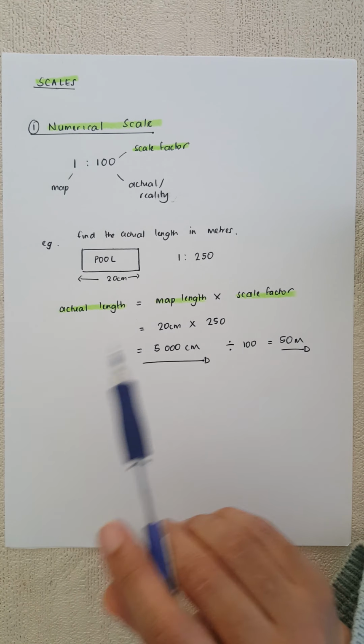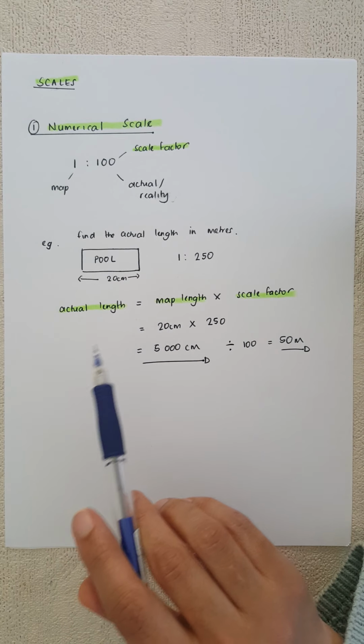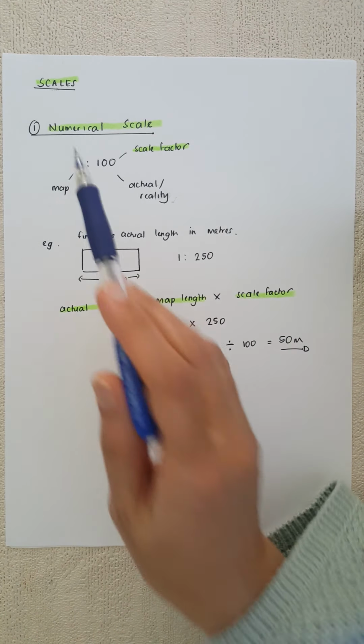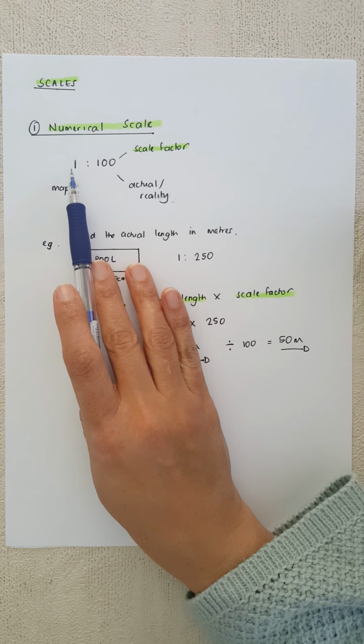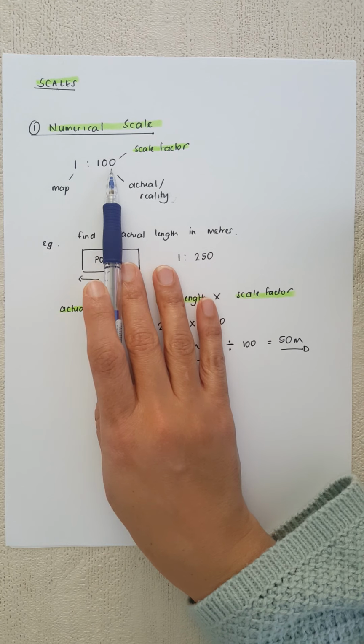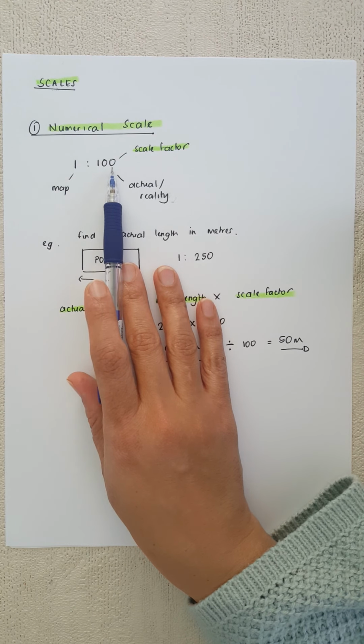We're doing maps today and we're carrying on with scales, and we need to know how you find different types of scales on a map. The first one we're doing today is called a numerical scale. A numerical scale is written in the form of a ratio, where you will see a ratio like this, 1:100, and we need to understand what it means and how we use it on an actual map.